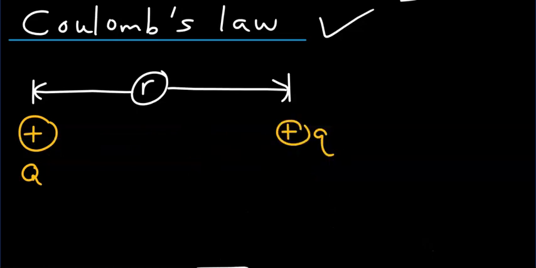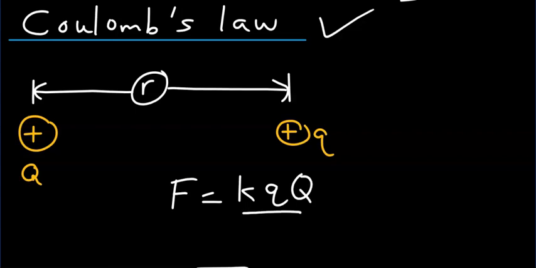Now assume the two charges are positive, so the force between them is the constant K times the product of the two charges over the distance between them squared. However, the force on the capital Q due to little q will be going in a leftward direction, and the force on little q due to capital Q will be going in that direction. Because as we remember from our earlier discussion, like charges repel.